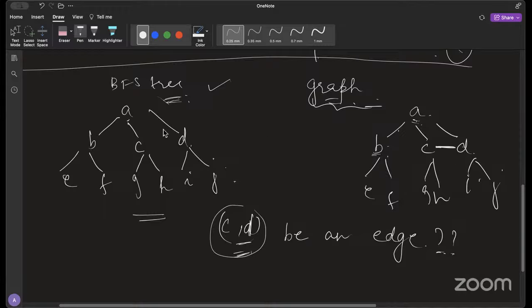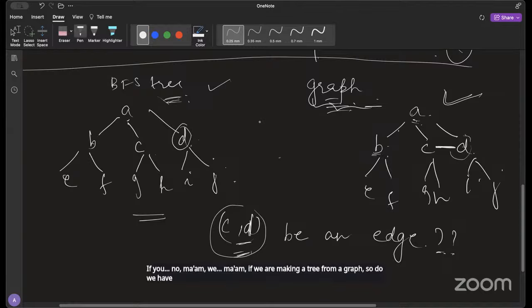This D has already been discovered. If this was a graph, then this would be its BFS tree, right? Because you start your search from A. We're not making a graph from a tree. Ma'am, if we are making a tree from a graph, do we have to take the upper A only, or can we take B, C, or D also?